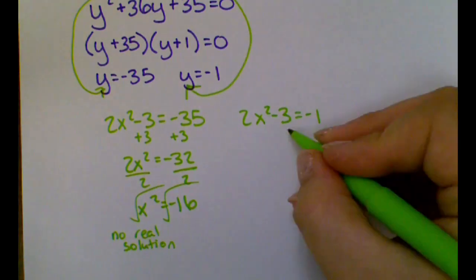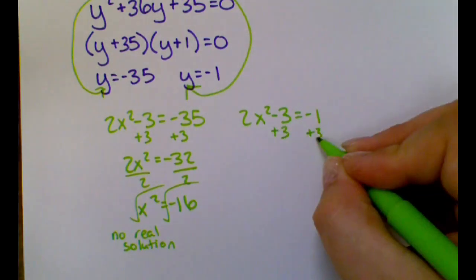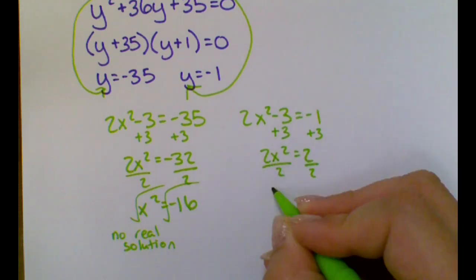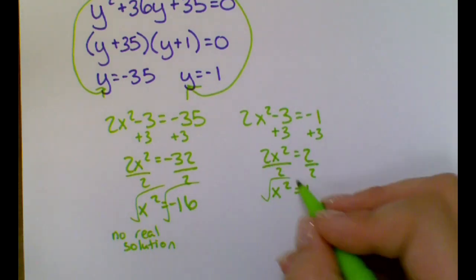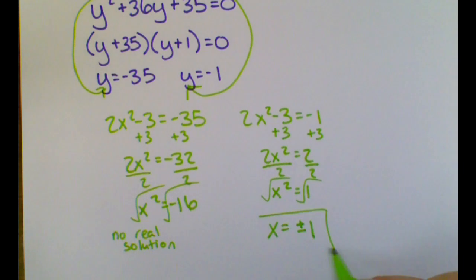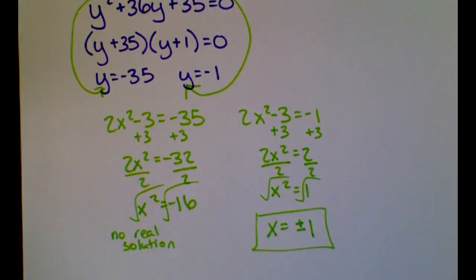Over here, if I add 3, I get 2x squared equals 2. Divide by 2, I get x squared equals 1. Square root that, and I get x equals positive or negative 1. So my only answers are positive or negative 1.